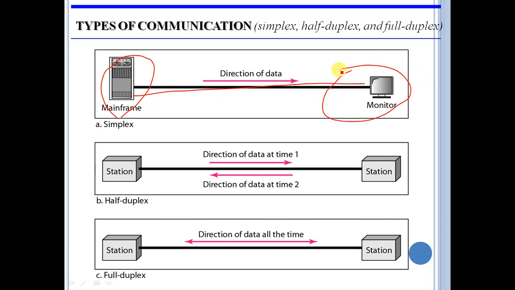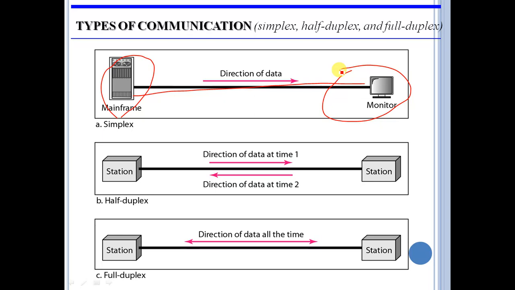So a simplex system is one in which the data or information is communicated in only one direction. For example, radio or TV broadcasting systems can only transmit, they cannot receive. So these are simplex systems. Communication from CPU to monitor, or from keyboard to CPU, is unidirectional. Keyboard and traditional monitors are examples of simplex devices.